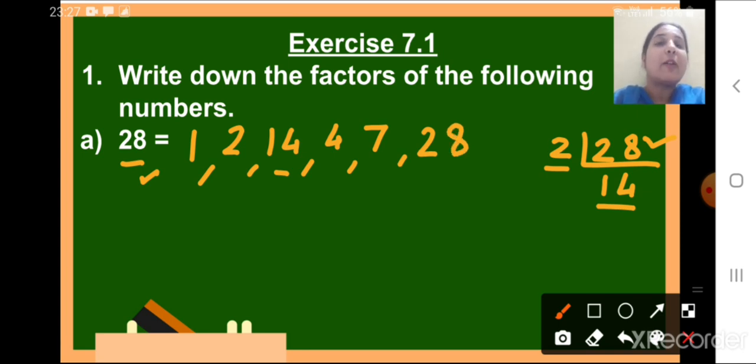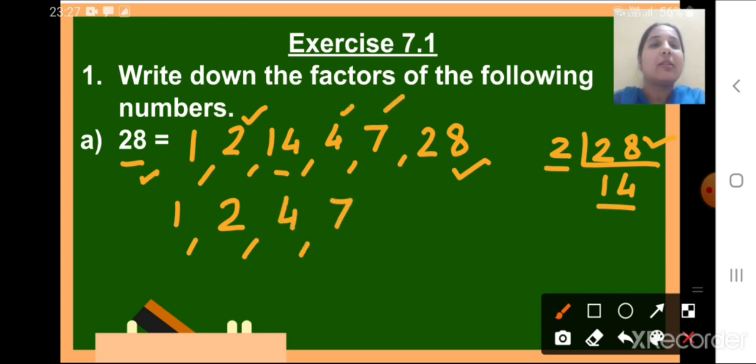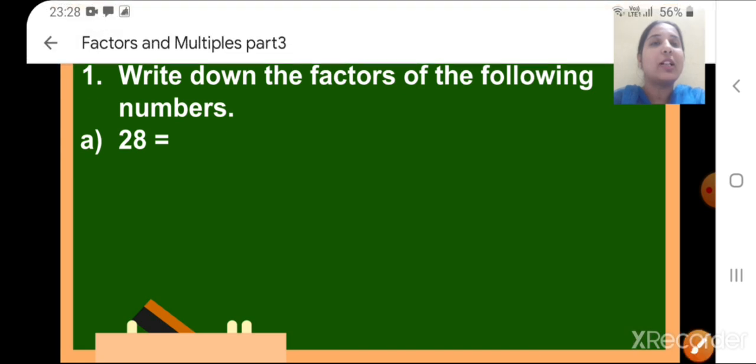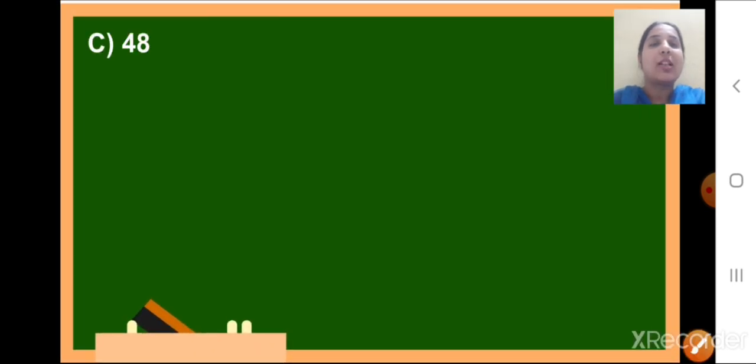Okay. So what are the factors of number 28? We can arrange them in order. Okay. You can write them like this as well, but if you will arrange them in order, it will be better. So what are the factors of number 28? 1, then 2, then 4, then 7, then this 14 and 28. Okay. So in this way we write the factors of a given number.